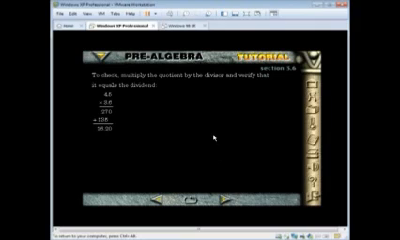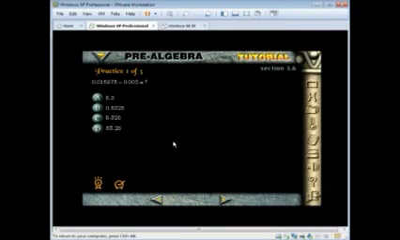To check, multiply the quotient by the divisor and verify that it equals the dividend. 4.5 times 3.6 equals 16.20. Here, try these practices.